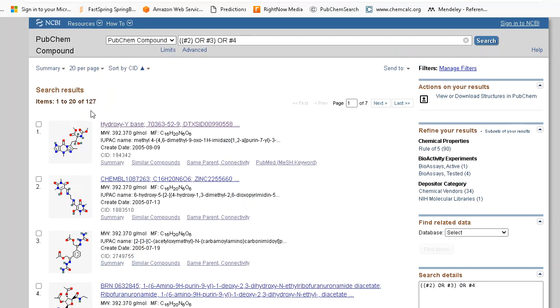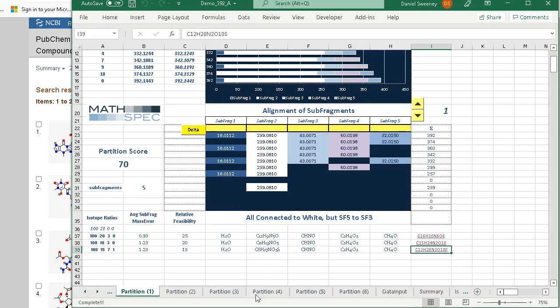So we have 127. I guess my math wasn't too good. Go back here, and from previous work I know that CHNO, which is found in a great number of compounds, is not going to work for subfragment searching because we're limited to 1 million compounds, and that will exceed our 1 million.